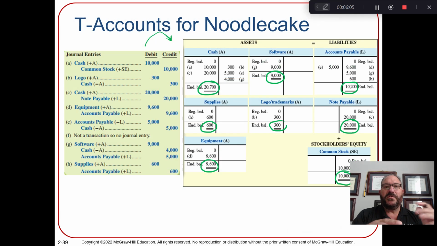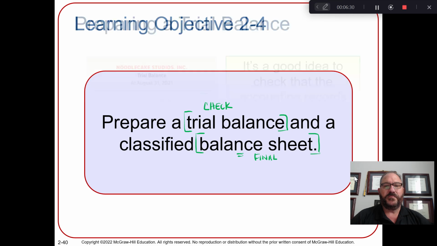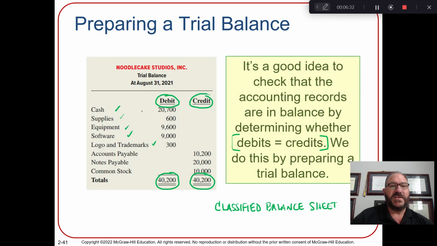By the way, these are all the T accounts for Noodle Cake. Now what they do is they take all of these accounts, and that's what they use to make up a trial balance, right? They want to see if all of our assets equal our liabilities and stockholders' equity. So they're going to take all of these totals. See this total, this total, this total, this total, this total. That has to equal the total of these items. Okay? And so what they do, notice they took them all.